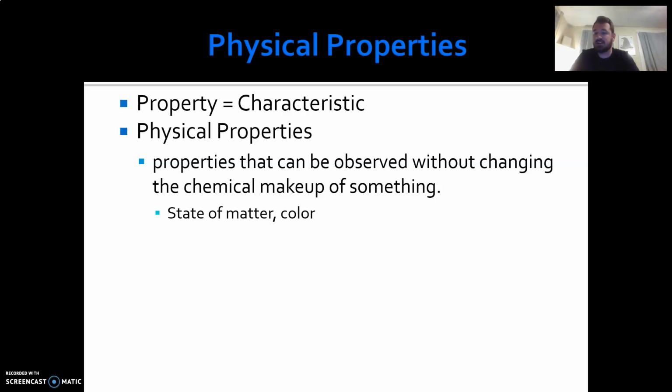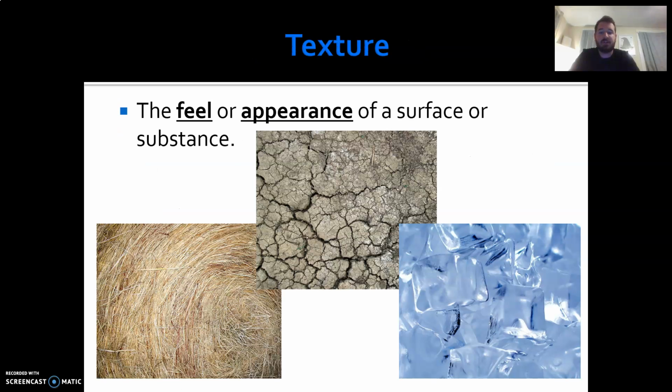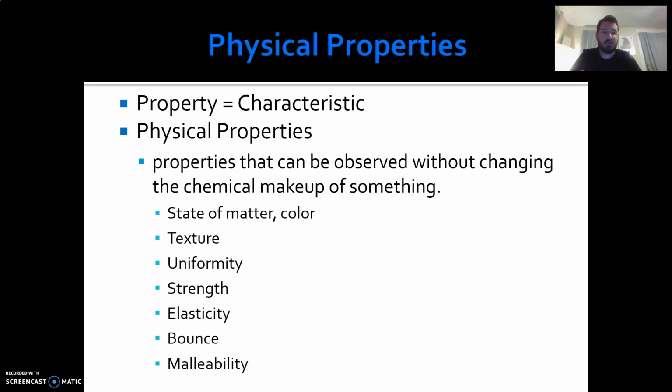So here are examples. We can observe the state of matter or the color, the texture, uniformity, strength, elasticity, bounce, and malleability. I just want to make sure there wasn't any more there. If you need to pause the video, make sure you have all, what would it be, 7 of those written down.